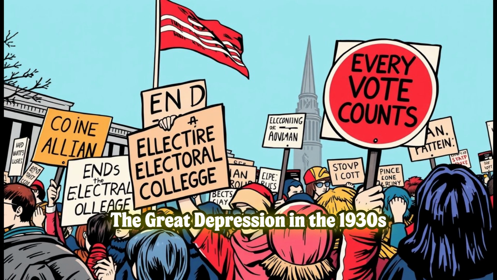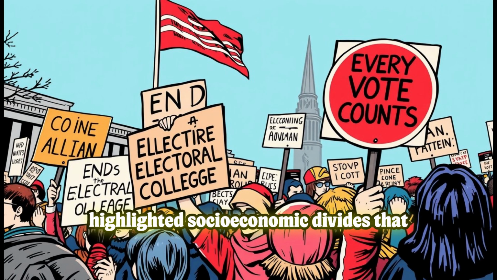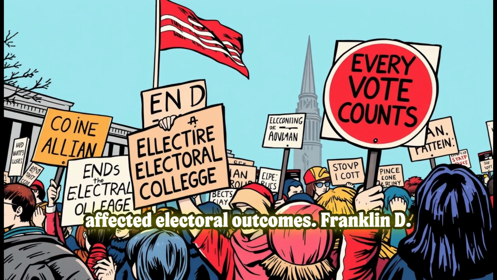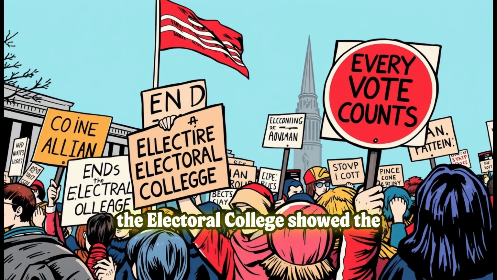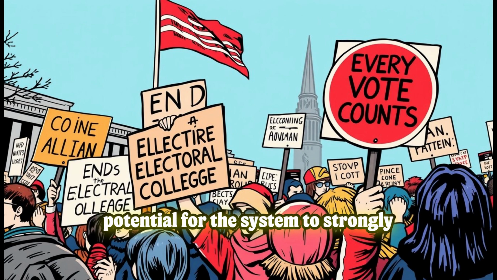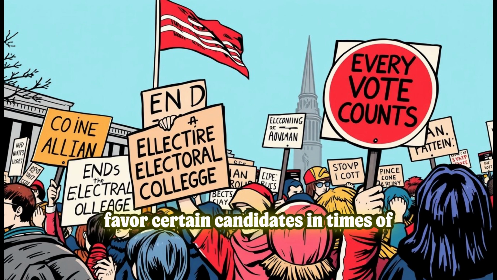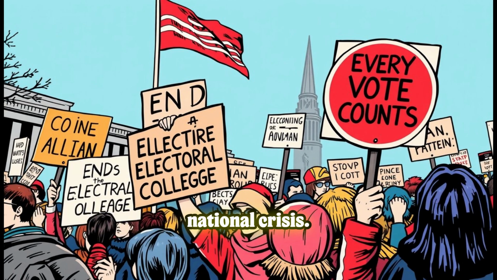The Great Depression in the 1930s highlighted socioeconomic divides that affected electoral outcomes. Franklin D. Roosevelt's landslide victories through the Electoral College showed the potential for the system to strongly favor certain candidates in times of national crisis.